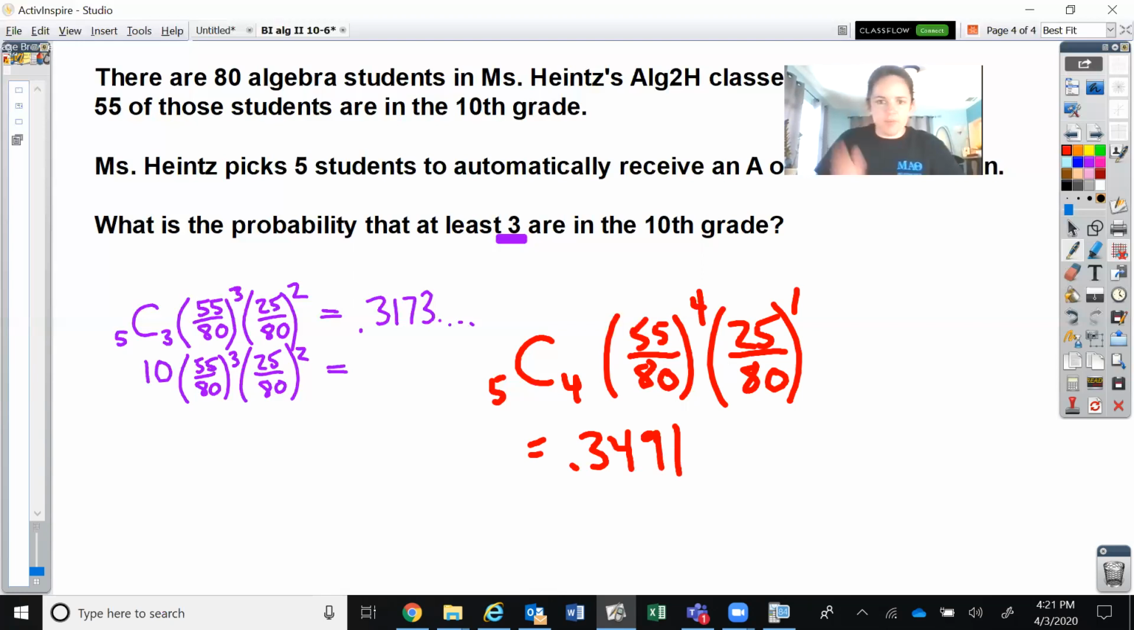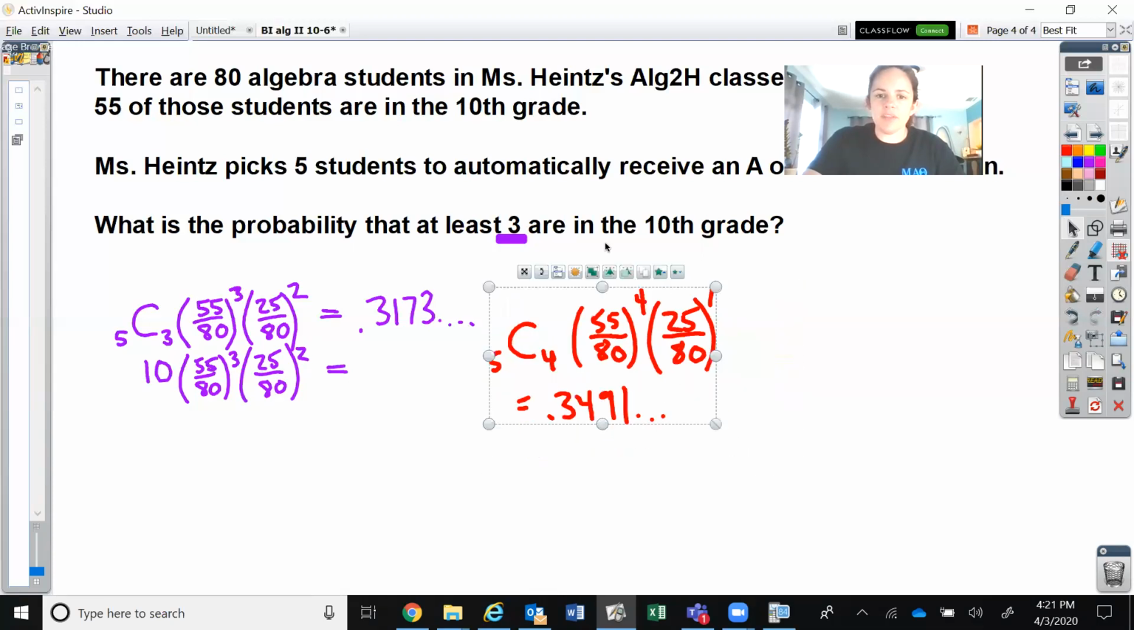As I do this, I hope that you're pausing the video and typing them in yourself as well, just to follow along with me and check and make sure that you can get the same numbers. So, etc. So that would be the probability of picking 4 10th graders.